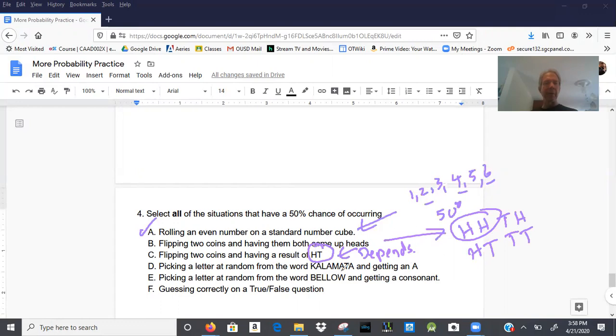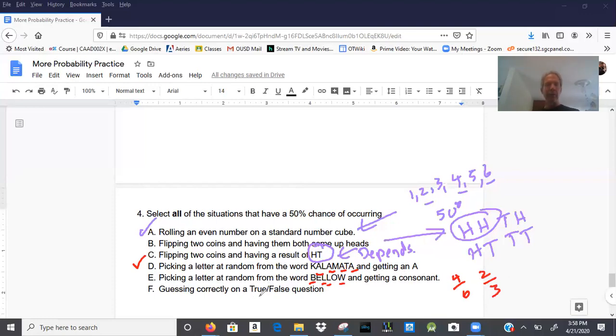Picking a letter at random from here and getting an A. So we got 1, 2, 3, 4 A's out of, I think, 8 letters. So that is a yes, 4 out of 8. Picking a letter at random from the word below and getting a consonant. So we got 1, 2, 3, 4 consonants out of, what are they, 6 things there? Yeah. 4 out of 6 or 2/3. I dreaded 2/3 from last class. That is definitely not 50%.